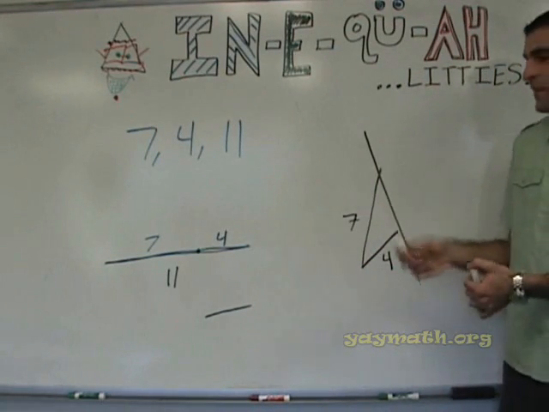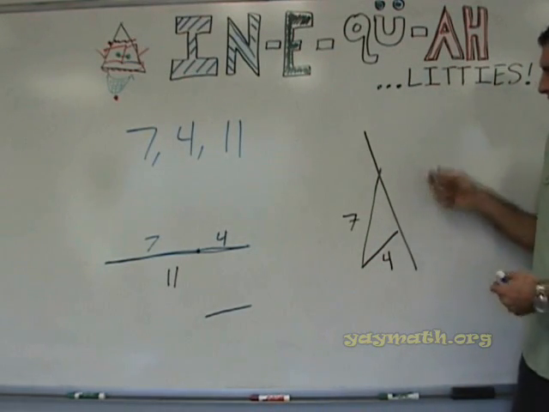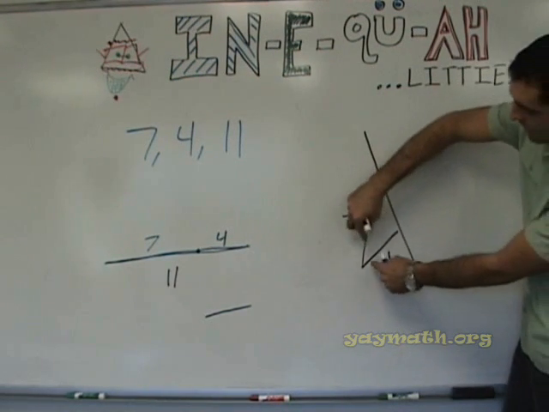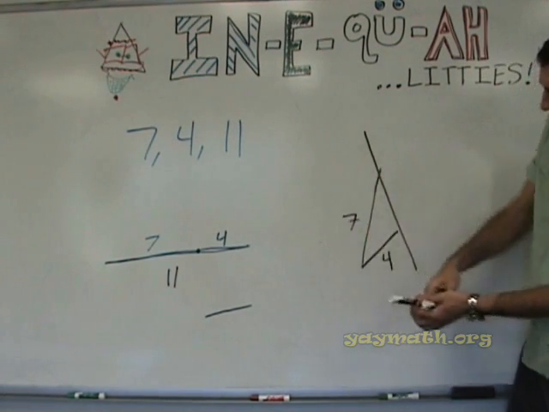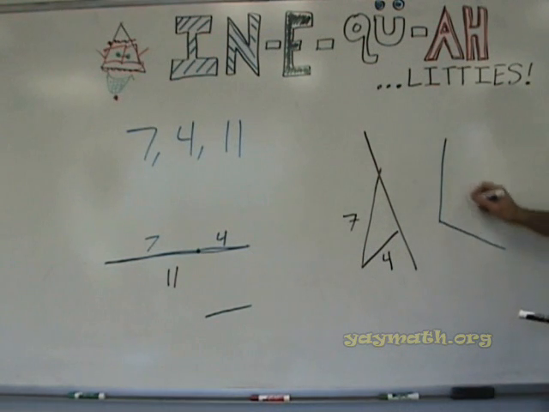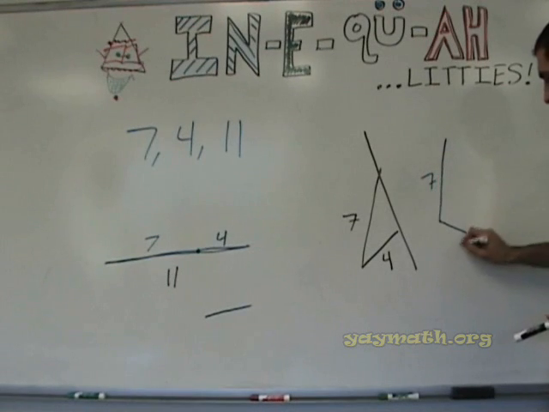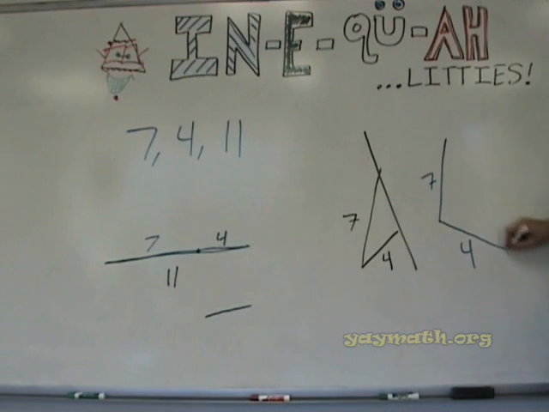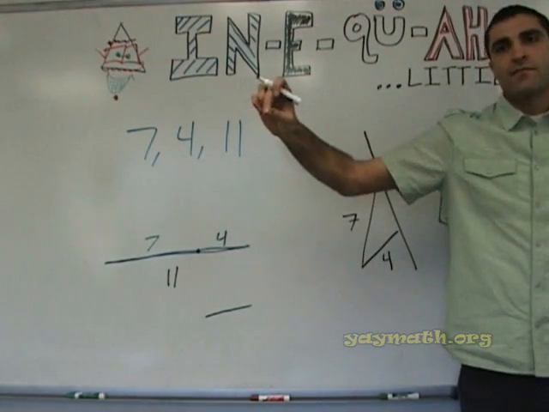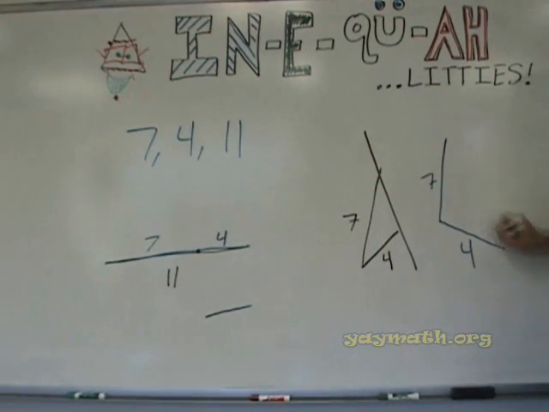It doesn't work. So 7 and 4 like this, 11 can't touch because 11 would be too long now. And if you increase the angle here, if you try to make 7 and 4 longer, the only way that you could have 11 touching the 7 and the 4 is once 7 and 4 flatten out and become 11 themselves. And that way, you can't make a triangle.